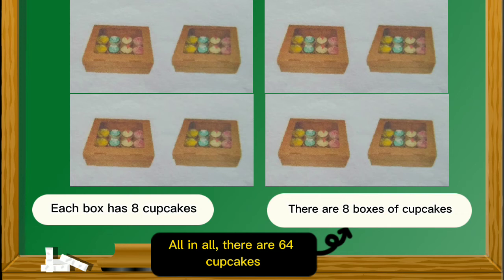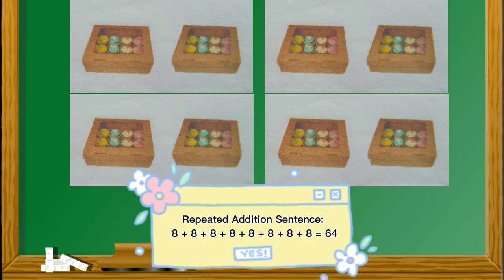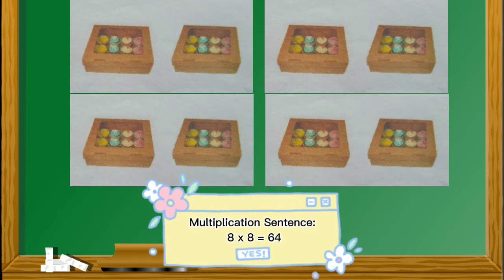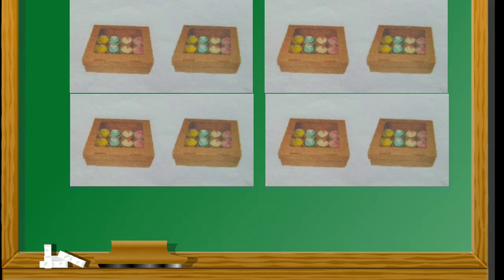This is the way to write the repeated addition sentence. 8 plus 8 plus 8 plus 8 plus 8 plus 8 plus 8 plus 8 is equal to 64. Now, this is the way to write the multiplication sentence. 8 times 8 is equal to 64.